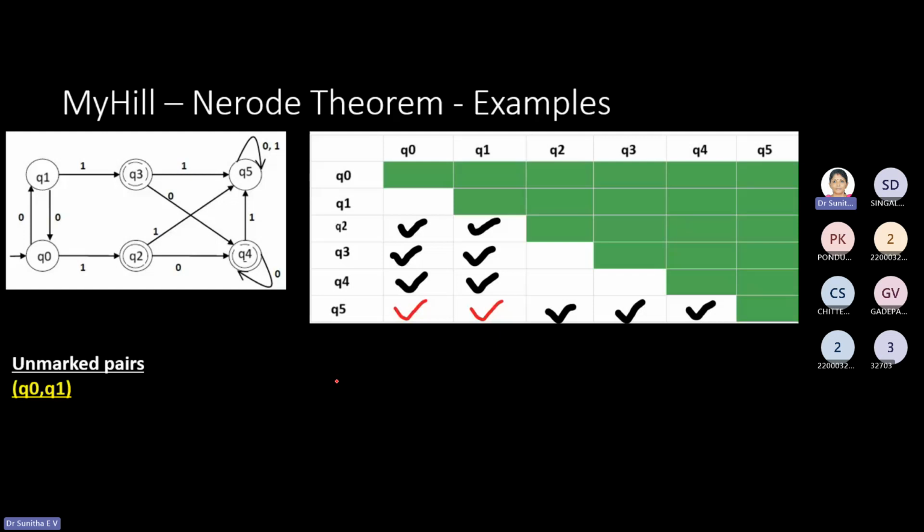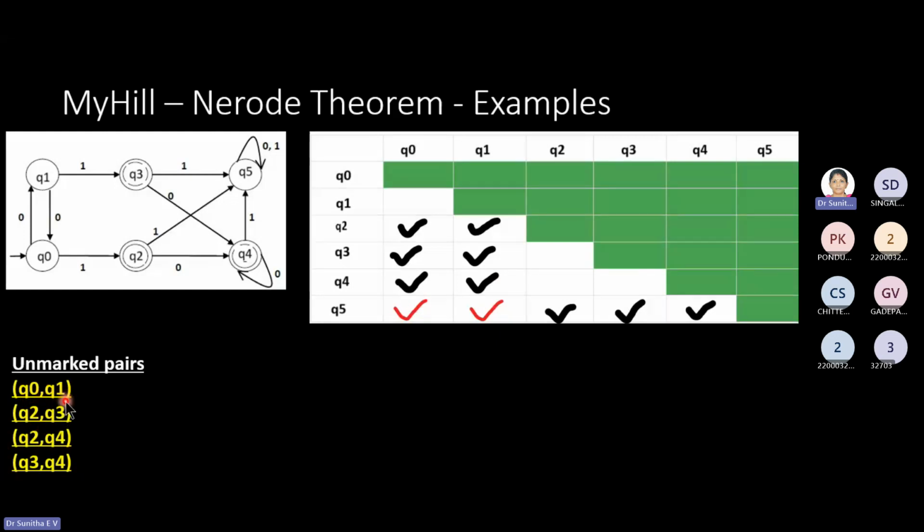So we consider the unmarked pairs. The first pair is Q0, Q1. Q0, Q1 is one unmarked pair. Then another unmarked pair is Q2, Q3. Then another is Q2, Q4. Then Q3, Q4. These are the unmarked pairs. Okay, so these pairs we have to consider and combine them.